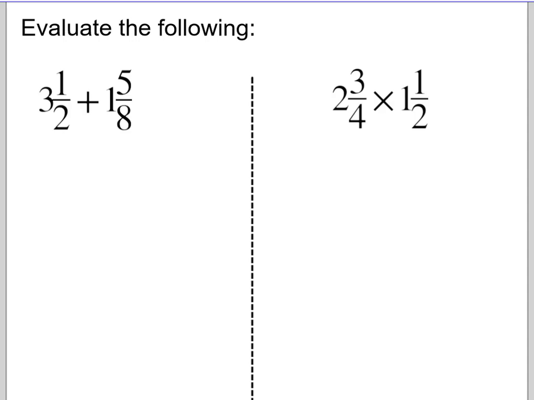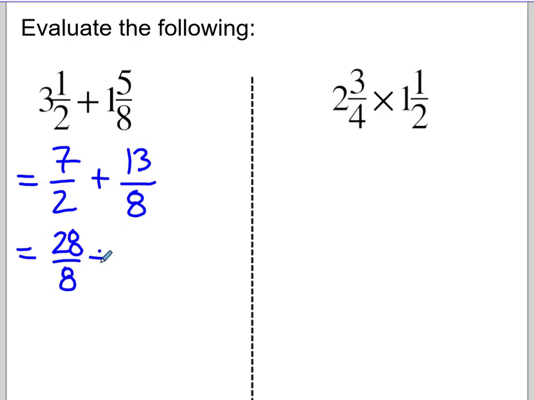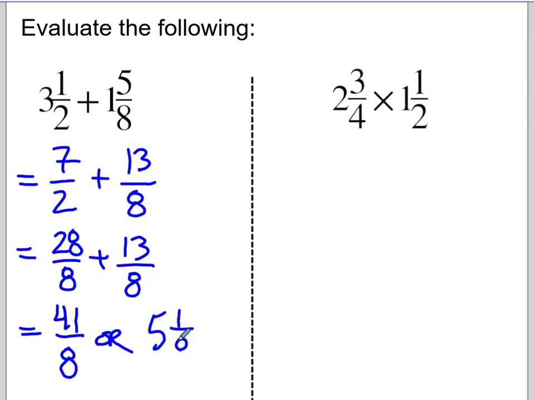Okay, I like to use the improper method. It's just what I do most often. So 3.5 becomes 7/2, and 1 5/8 becomes 13/8. I need to have a common denominator here because this is an adding problem. So I'm going to go with eighths. So this becomes 28/8 plus 13/8. And that's going to give me 41/8. Okay, and if I want to change that to a mixed, 8 goes into 41 5 times with 1 left over. Okay, so take a look, note any differences or difficulties you had.